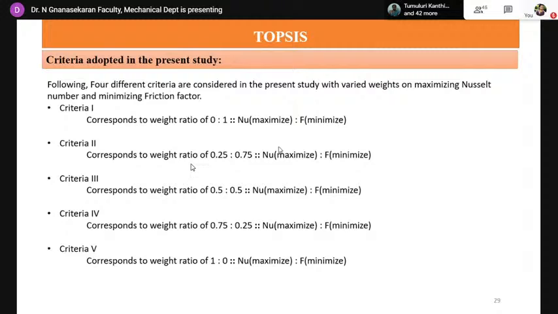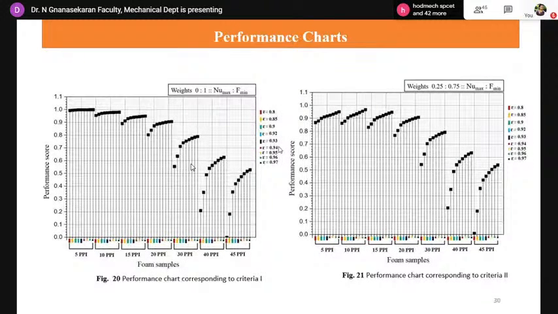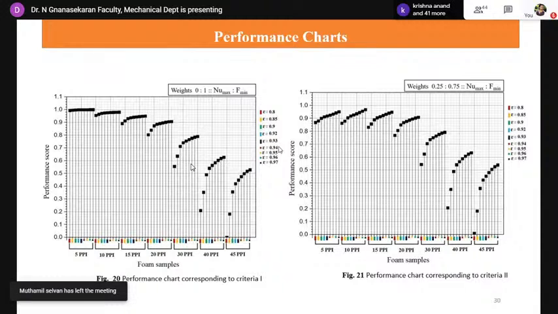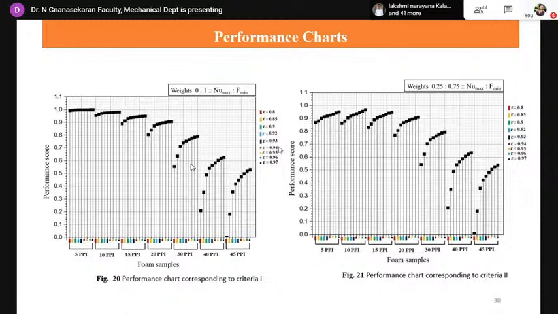Like that, we are going to increase the weightage, and then we are going to see how it affects the performance. At the end, what is important is that the performance chart is very, very important. This performance chart will give you very good insight about how the TOPSIS method works and how the other parameters actually work when we have multi objectives. For example, for this performance score with respect to foam samples, we have considered different samples: 5, 10, 15, 20, 30, 40, and 45.